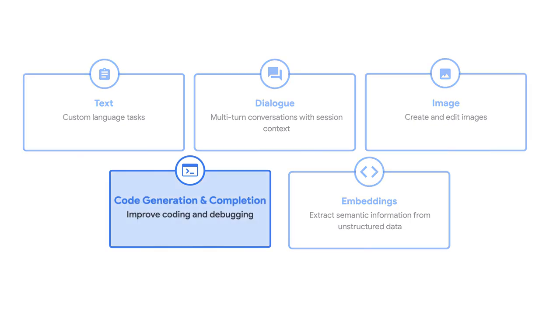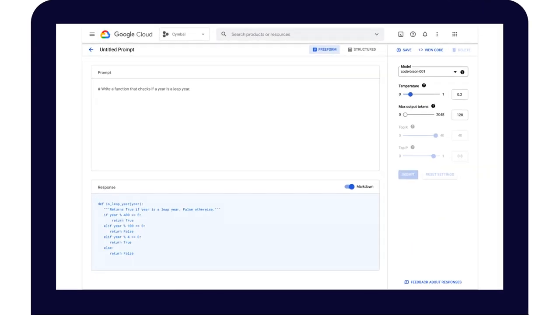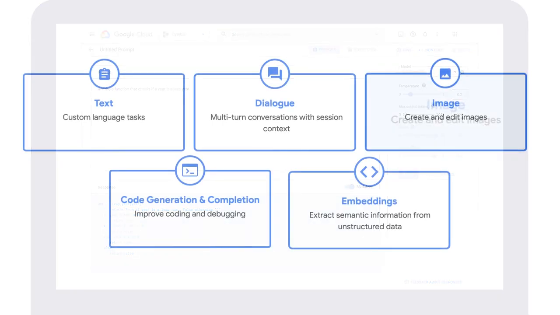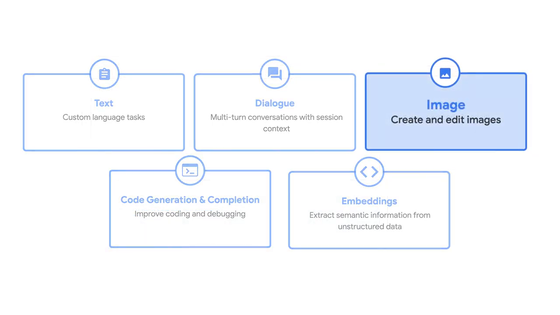Now onto code completion and generation. These models can be used to make supercharged coding assistants. You can give a natural language prompt to describe a piece of code you'd like written, or use the completion model via the API and an extension that could take a partial code snippet as input and then suggest the output. Now let's explore image generation.